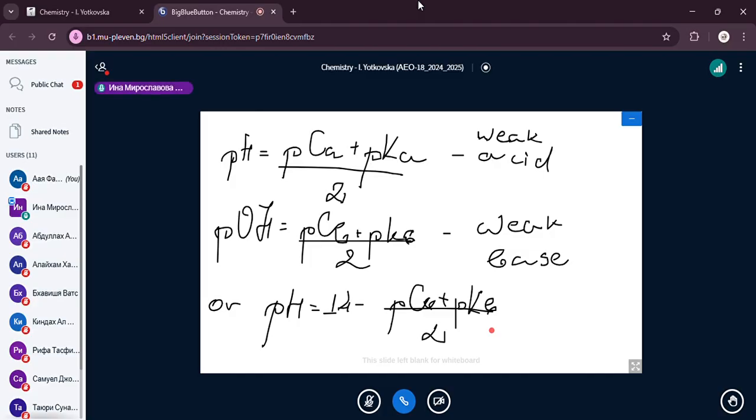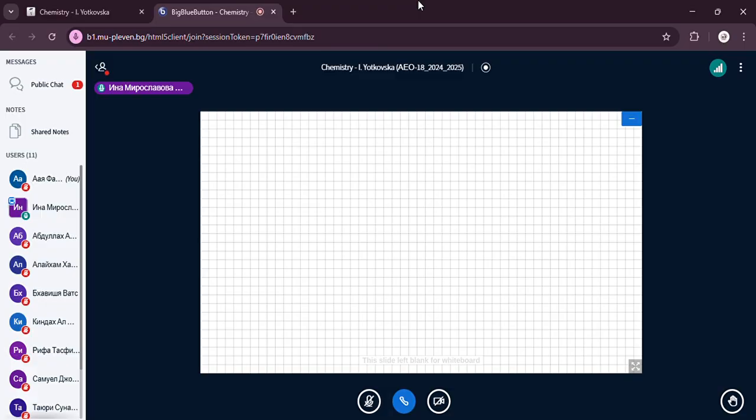Do you have any questions? Is the PCA the concentration of the weak...? Okay. PCA is the concentration of the weak acid, PCB is the concentration of the weak base. So let's solve a few problems.